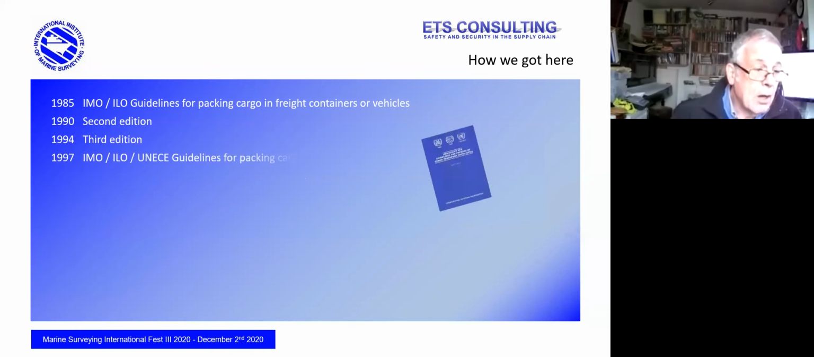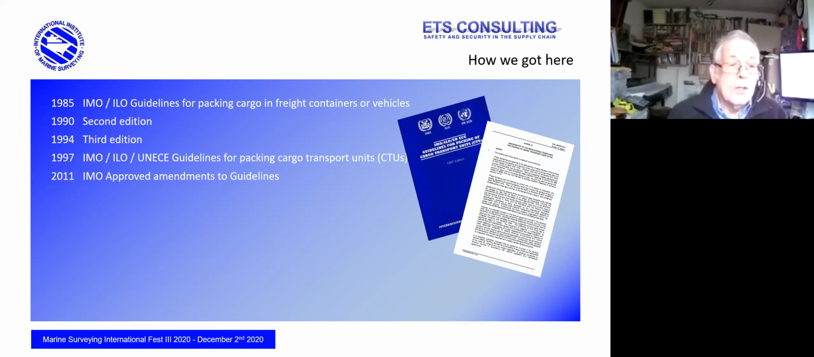But then in 1997, the UNECE, which is the UN organization responsible for international inland transport, joined in, and they produced a tripartite, or three UN organizations, 1997 Guidelines for Packing Cargo Transport Units. And this became the infamous Blue Book. Again, it wasn't terribly well circulated, and eventually it went out of print.